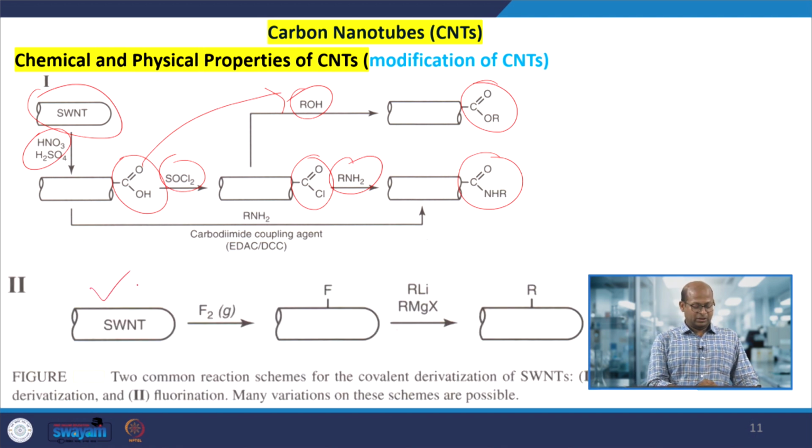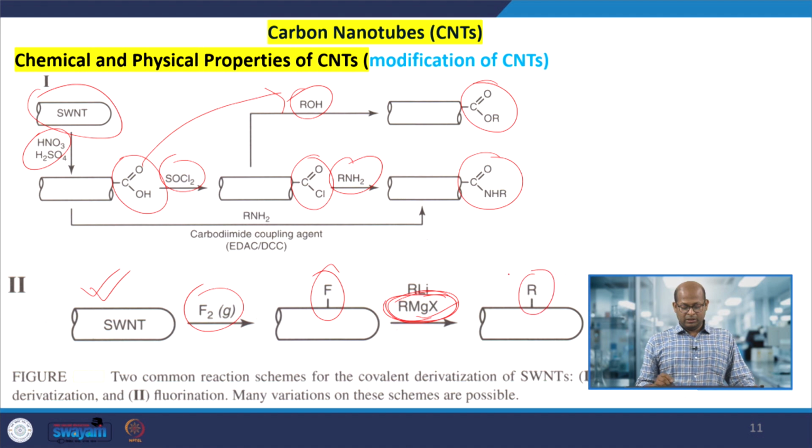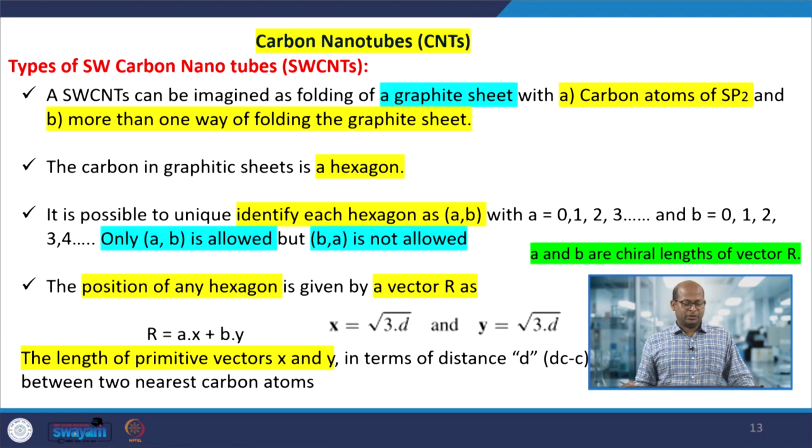I said that we can take single wall nanotubes, and if we pass fluorine gas, then fluorine functionalization is possible. Once it is fluorine functionalized, we can use Grignard reagents, alkyl magnesium halides, and then alkylation is possible, meaning alkyl groups can be inserted, so functionalization is possible with the nanotubes.